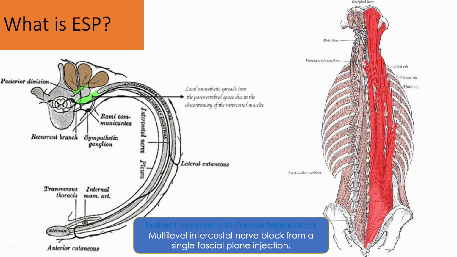The erector spinae muscle complex are paired paraspinal muscles that extend from the base of the skull to the sacrum. They lie superficial to the transverse process. The erector spinae block is a fascial plane block performed between the transverse process and the erector spinae muscle, which provides a multi-level intercostal block from a single fascial plane injection.